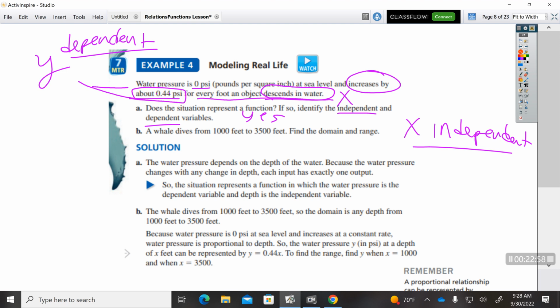But they don't want X and Y. They want actual information, like words. So for independent, you're going to write every foot an object descends in the water. Oh, you don't have to write it. They wrote it here. And for dependent, that's going to be the pounds per square inch as a result.